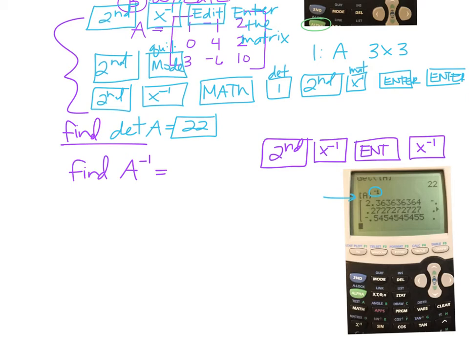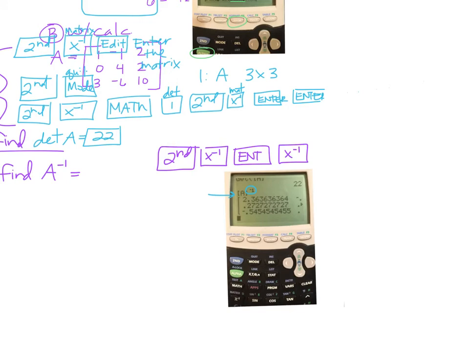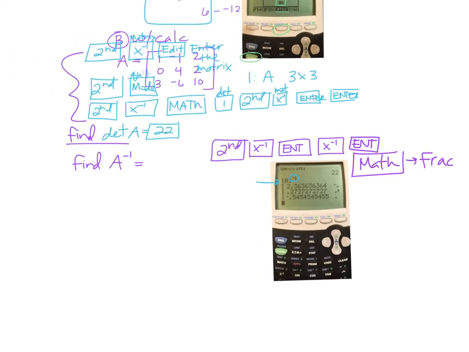All you need to do from there is, once you hit enter, enter again would give you that. Then you're going to hit math. That's the third button down on the left-hand side, below second. Then hit fraction. So math, and then it's that first one. You can just hit enter. Enter again, and now what you should see is your inverse.